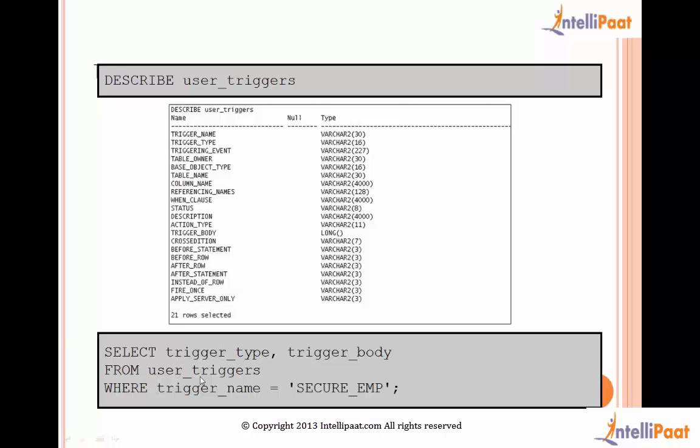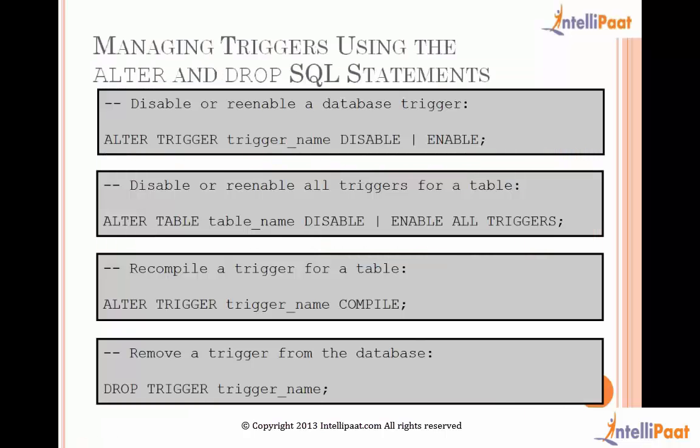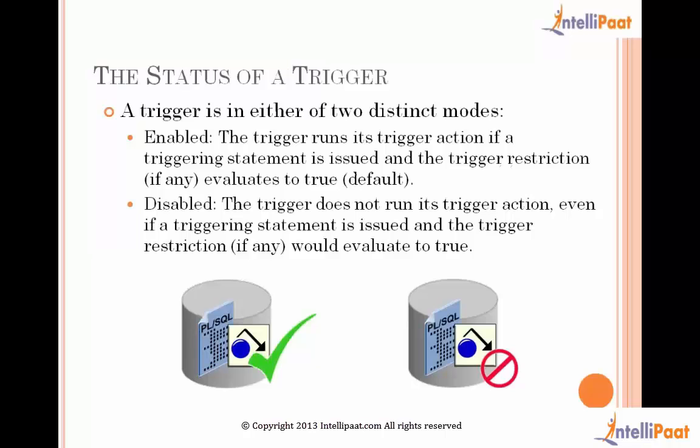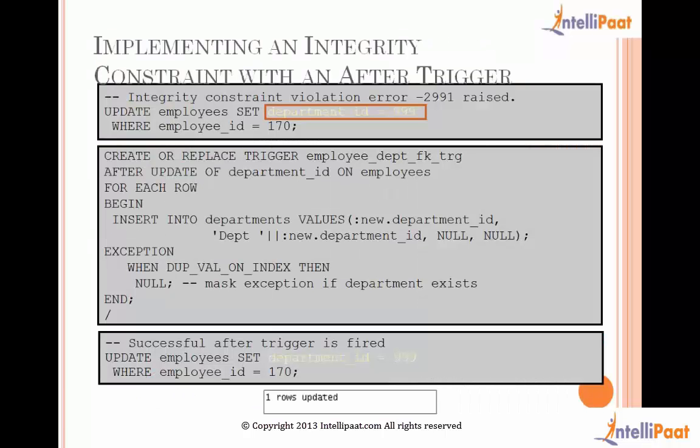So here we give the example: select trigger_type, trigger_body from user_triggers where trigger_name equals SECURE_EMP. So on the EMP, SECURE_EMP is the trigger name. So they are trying to access the information from USER_TRIGGERS. Right? What is SECURE_EMP? Yes, that's correct. It's already written, the trigger. Yes, that's correct. So maybe somewhere in the example they must have used it. I'm just showing you now.